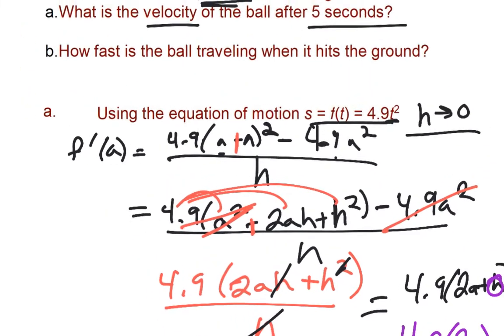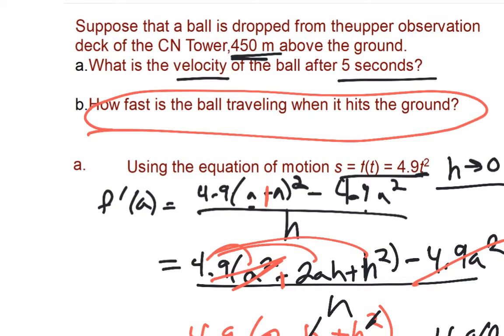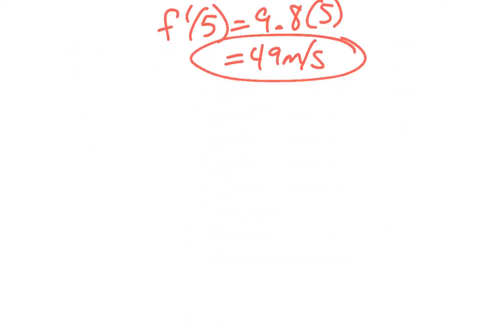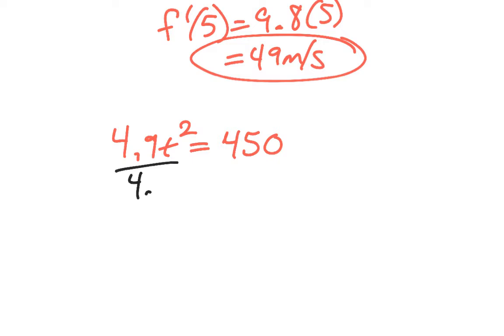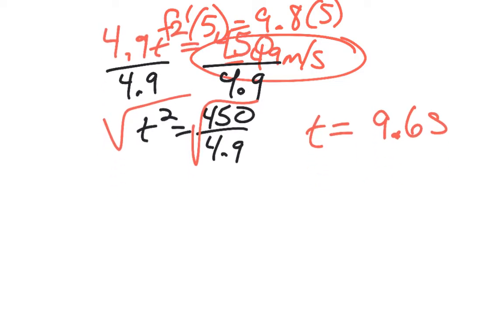Now, if we look back up here, B says, how fast is the ball traveling when it hits the ground? Well, it's going to hit the ground after it drops 450 meters. So the height, the distance that it's gone is going to be 450. So 4.9 t squared equals 450 because it's gone 450 meters. We're going to divide by 4.9. T squared is equal to 450 divided by 4.9. Take the square root of both sides, and t is equal to 9.6 seconds. So in 9.6 seconds, that's when it's going to hit the ground.